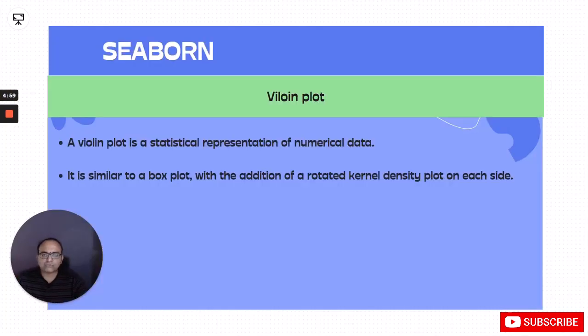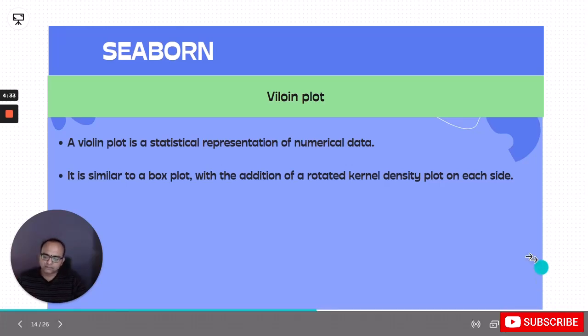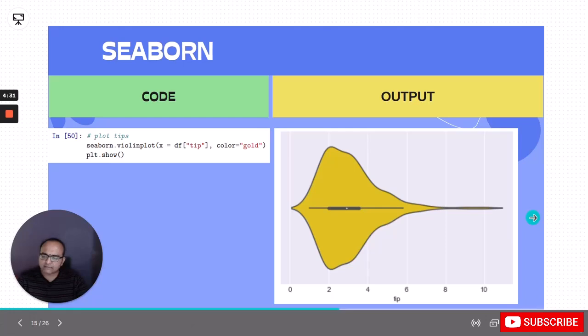Now we'll discuss the violin plot. Whenever you have numerical data which you want to represent in statistical representation, the box plot or violin plot can be used. Especially you can prefer the violin plot if you want to see clear density on each side.